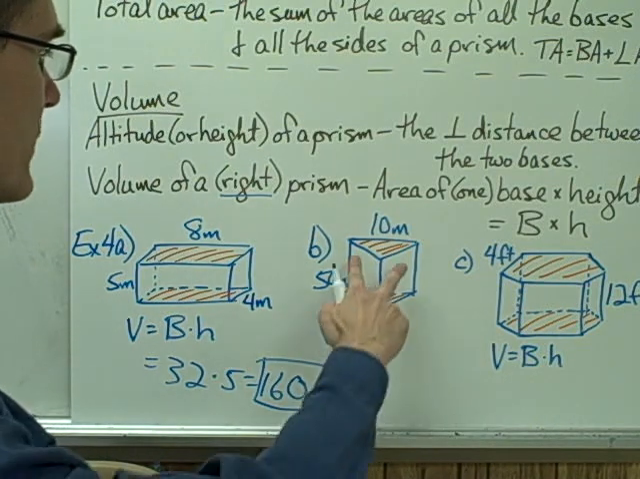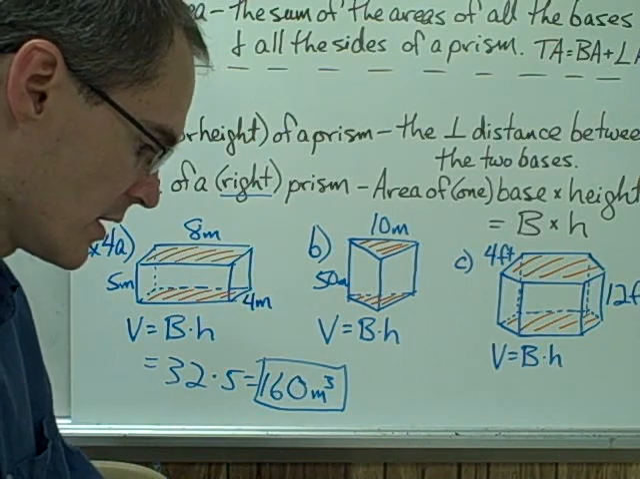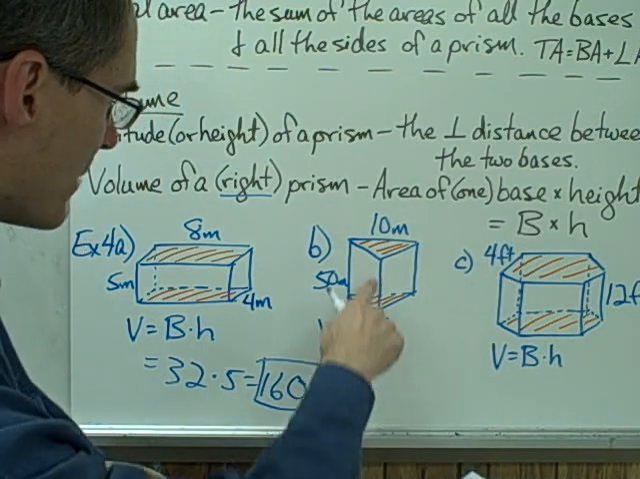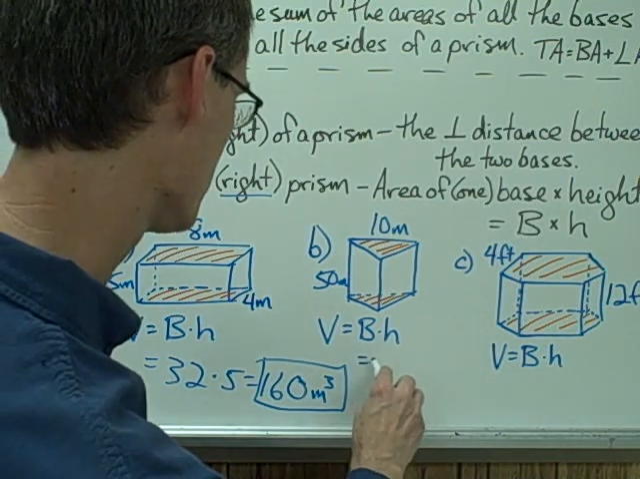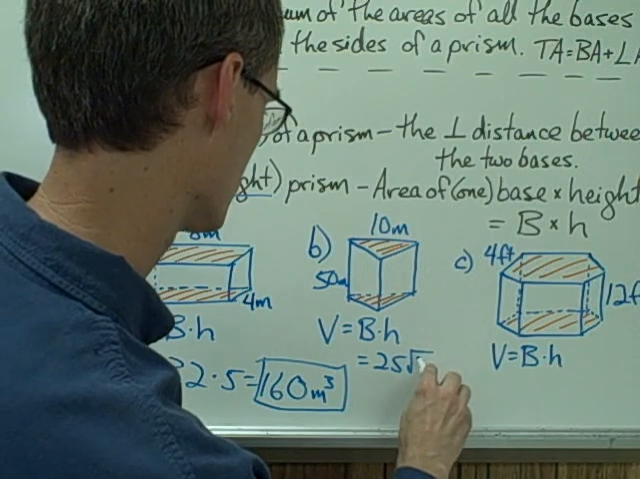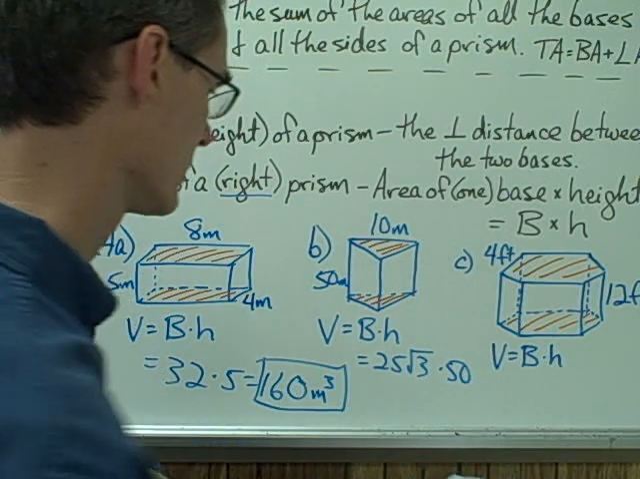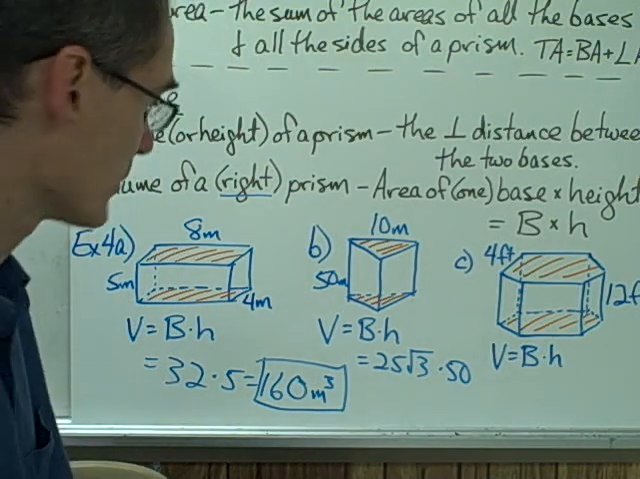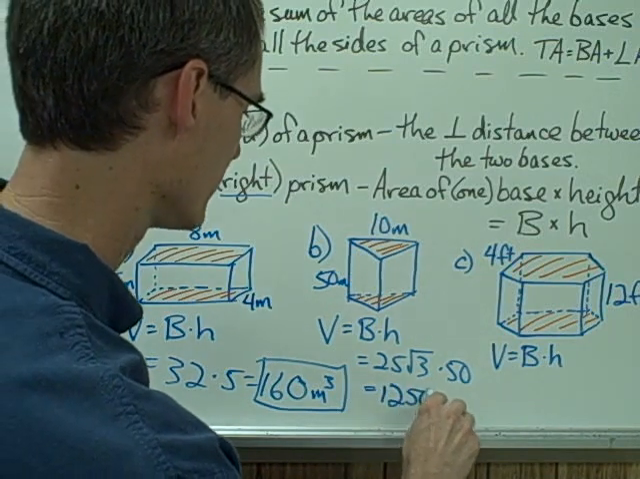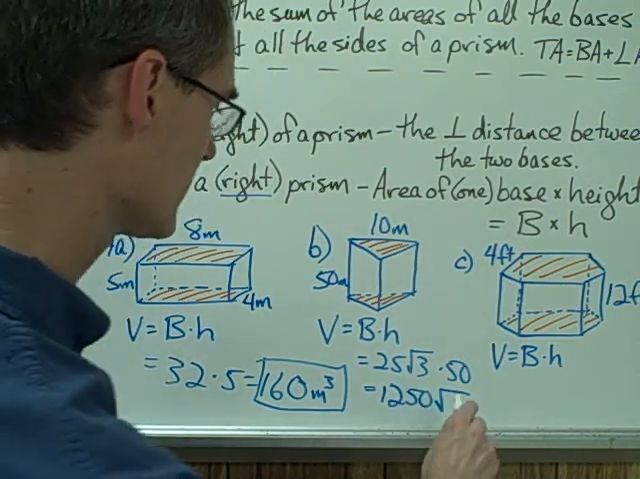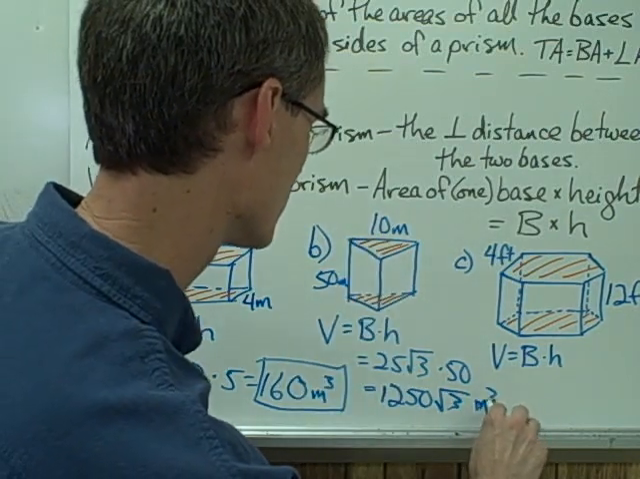All right, I want to do the same thing here for my regular triangular prism. Let me look back and see the area of one of my bases, which I calculated before. That's 25 radical 3. The height of my prism here is 50. And so I need 25 radical 3 times 50, which gives me 1,250 times square root of 3. And again, this is in meters cubed.